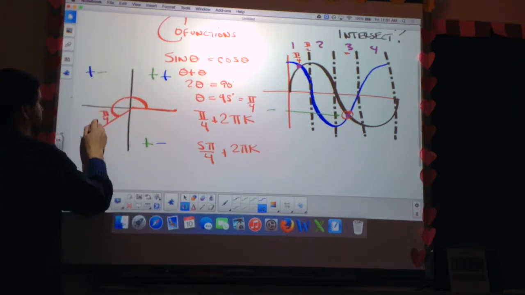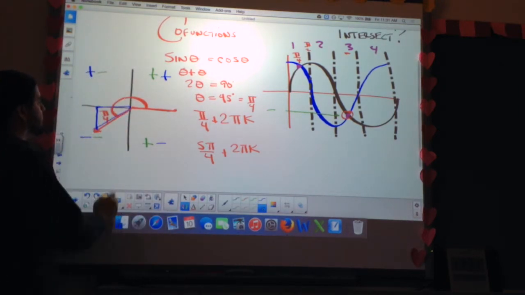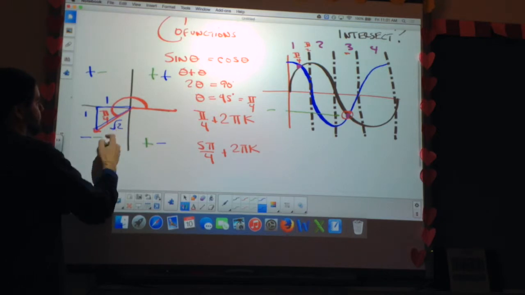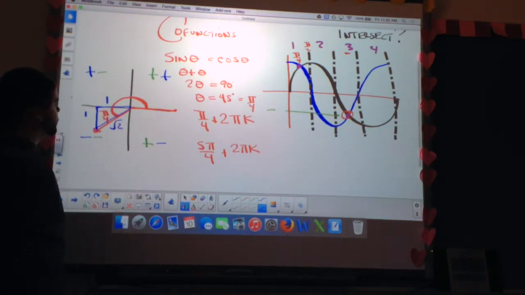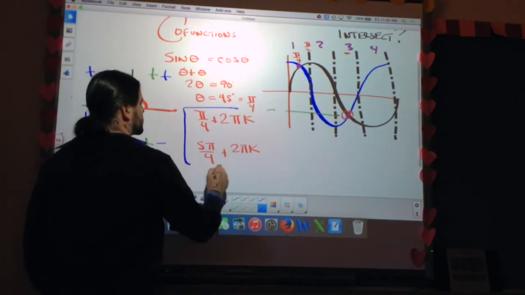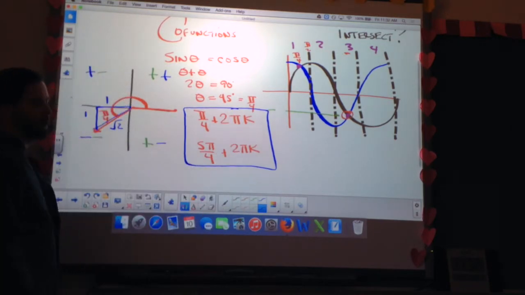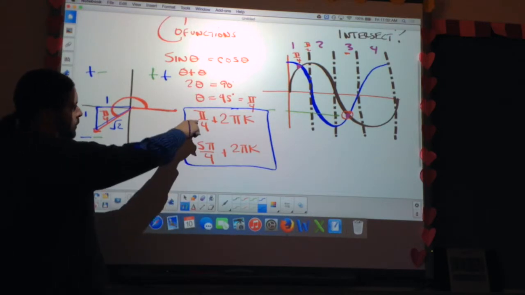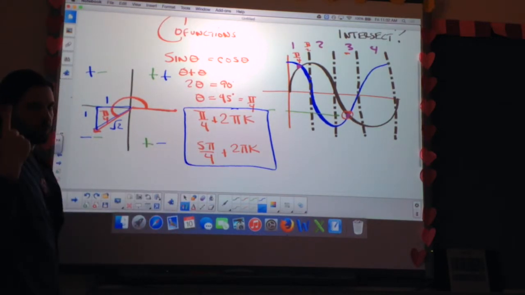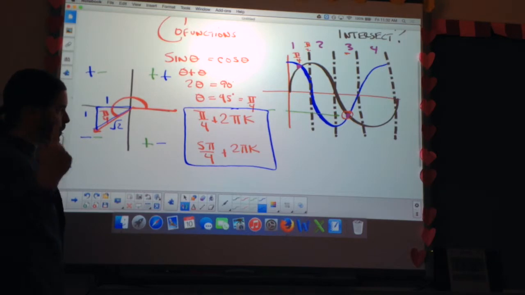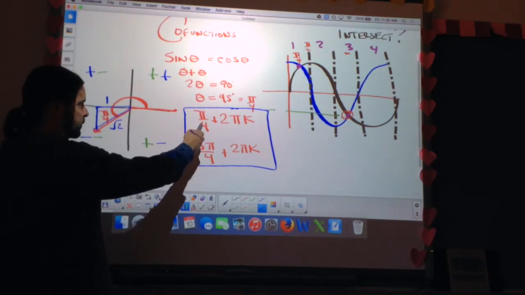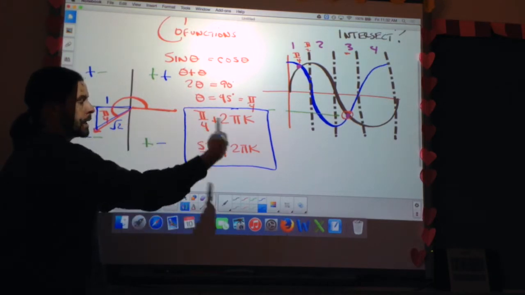That would make a 45-45-90 triangle, 1, 1, root 2. The sine of that angle is 1 over root 2. The cosine of that angle is 1 over root 2. They're equal, and the graphs are going to meet. These are the answers, but believe it or not, this isn't simplified. The reason it isn't simplified is because pi over 4 to 5 pi over 4 is 1 pi. It's 4 pi over 4, so it's 1 pi. So we could just say pi over 4 plus pi k.